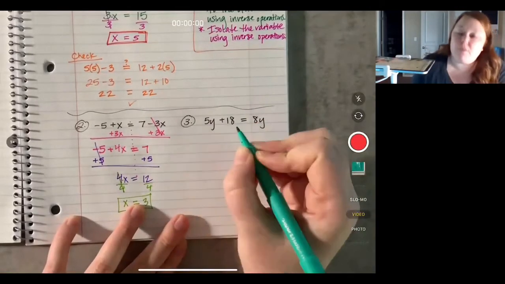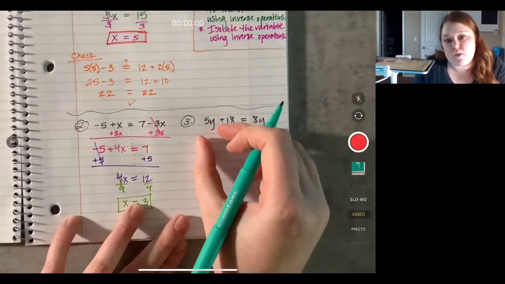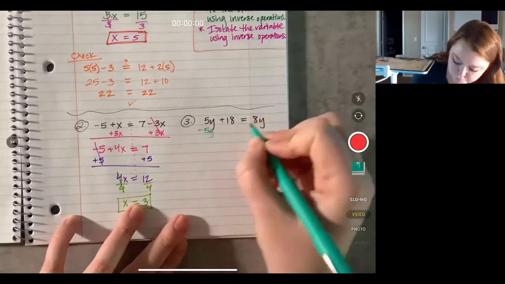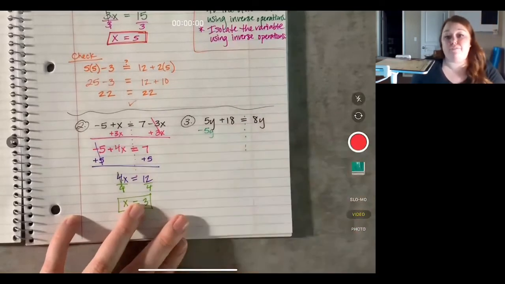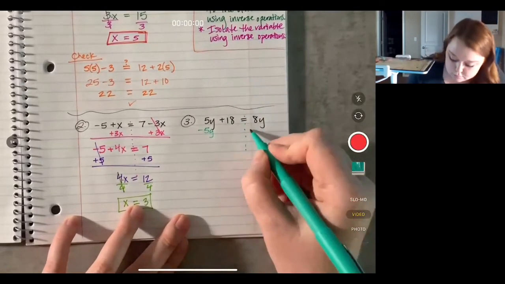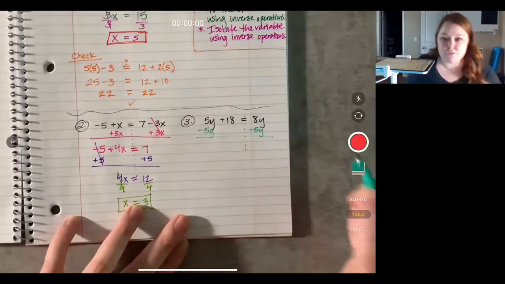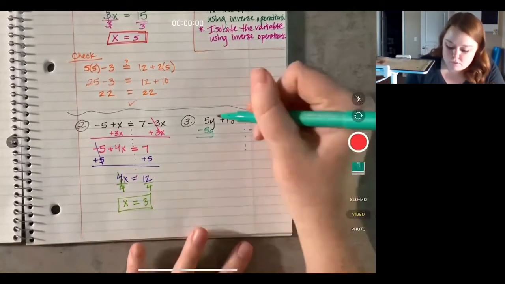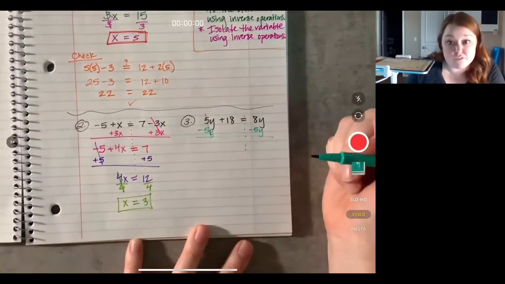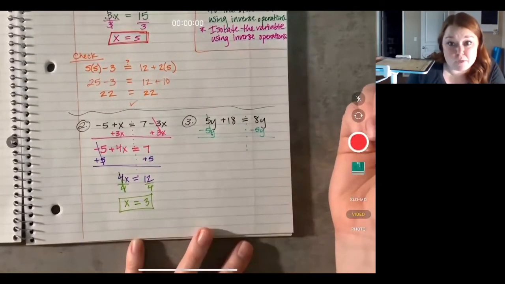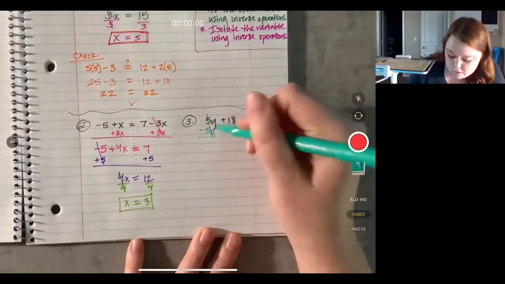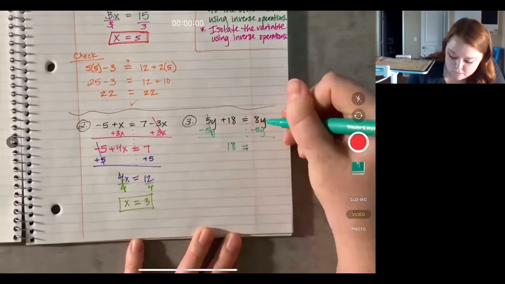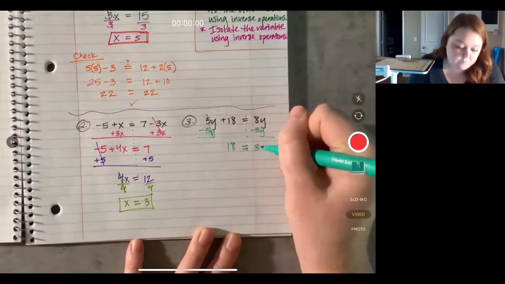So let's, on this one, move our terms with variables to the right. If I wanted to do that, I would subtract 5y on both sides. Because you're still getting your variables to one side, and that's the whole game plan, right? So this cancels to nothing, cancels to 0y, which 0 times y is 0, right? Cancels to nothing. I'm left with 18, and then 8y minus 5y is 3y.